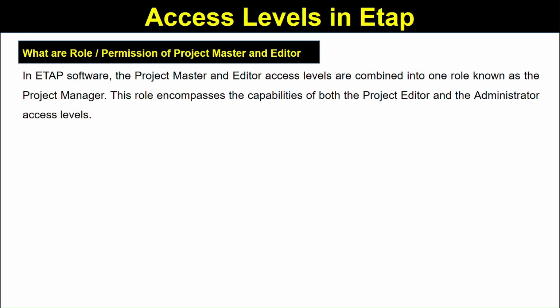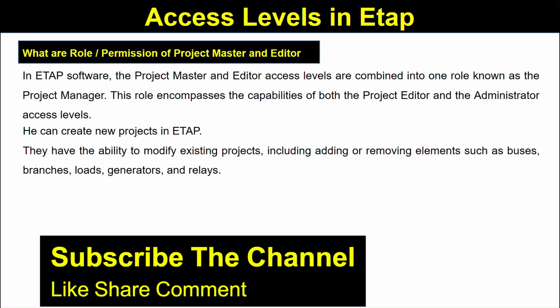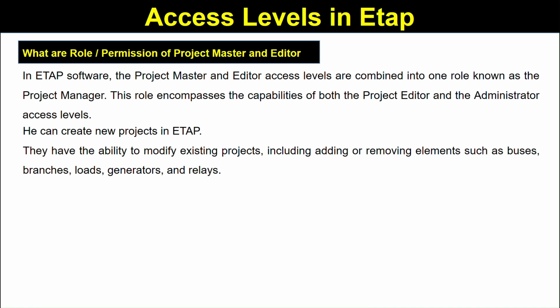In ETAP software, the project master and editor access levels are combined into one role known as the project manager. This role encompasses the capabilities of both the project editor and the administrative access levels. He can create new projects in ETAP. They have the ability to modify existing projects, including adding and removing elements such as buses, branches, loads, generators, and so on.